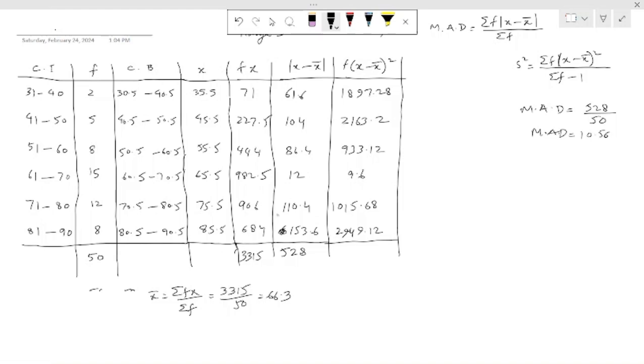That's 8968. So S square is 8968 divided by 50. That's 179.36. And then the standard deviation is simply the square root of this answer.